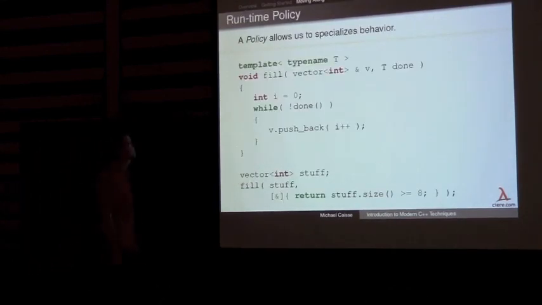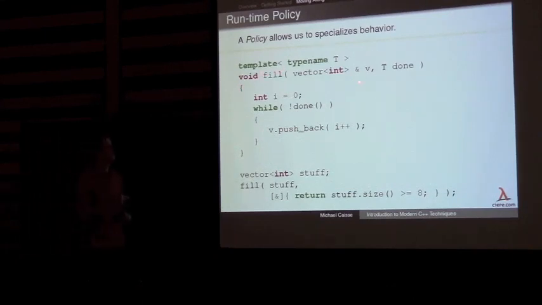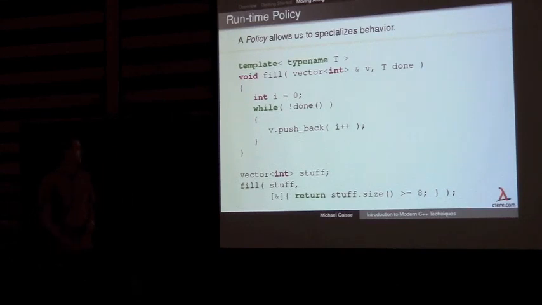All right, let's talk about policy classes. If you were in the Lambda talk, we had this as a policy. We had this fill method, and fill took a vector by reference, and some type that we call done. And while we were in this loop, we were checking to see whether we were done or not. And if we weren't done, we were just going to push back i and then increment i. And when we called fill, we created this lambda expression, became an object that was this done object. And what does it do for us? It looks at stuff.size, and is stuff.size greater than or equal to 8.